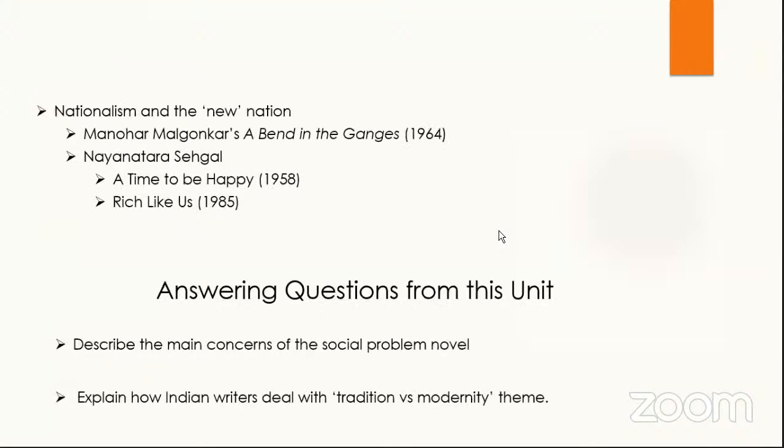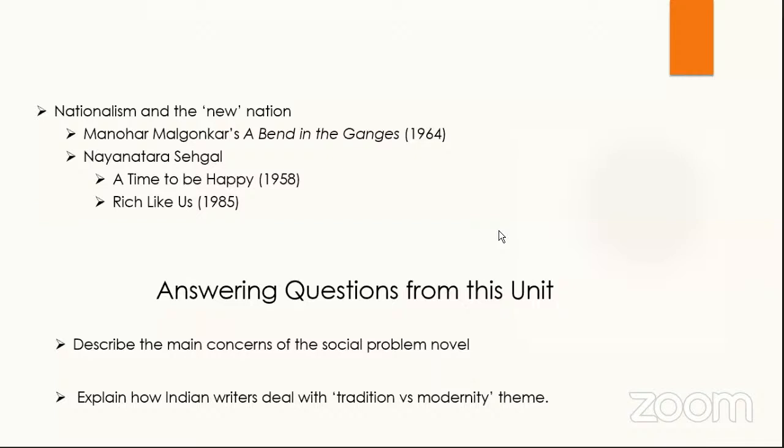Okay, we have nationalism and the new nation. I will rush through this slide, but we will start tomorrow's class with this slide, or the slide before this. We will have a recap of this because we are rushing, and we have 7 more minutes, and I want to give some time for the next speaker to join in. So anyway, another theme is nationalism and the new nation.